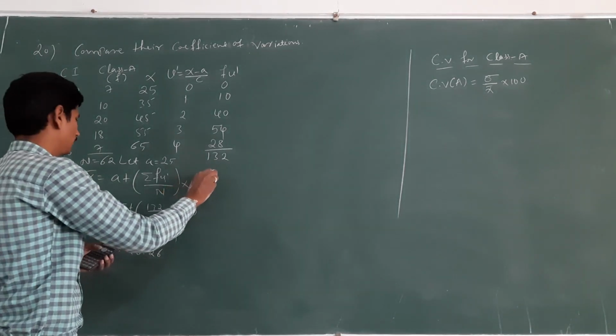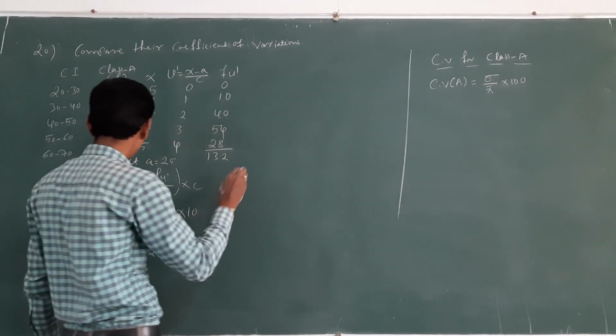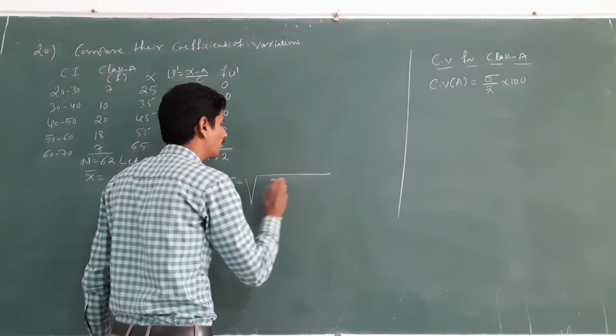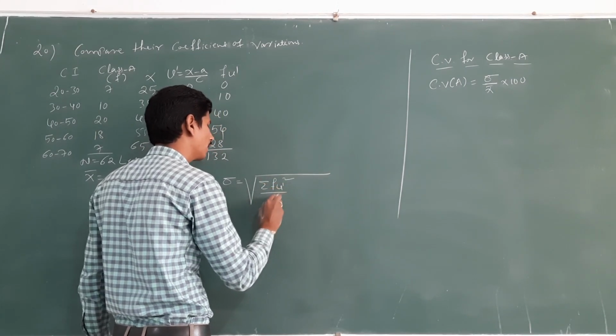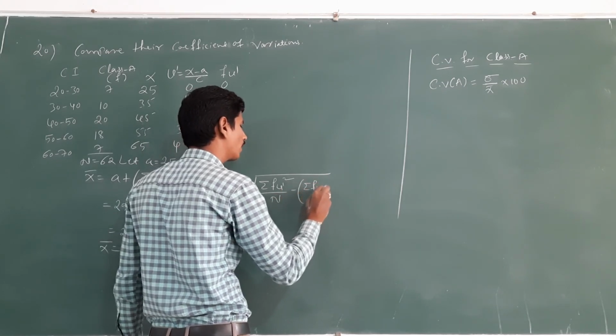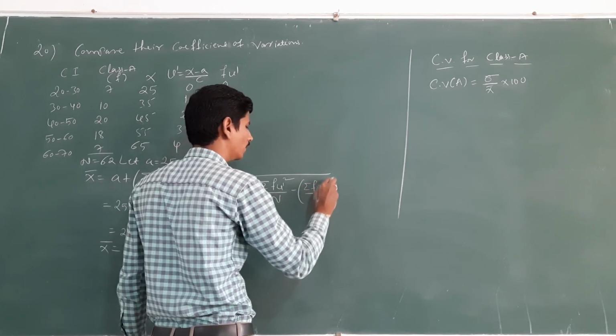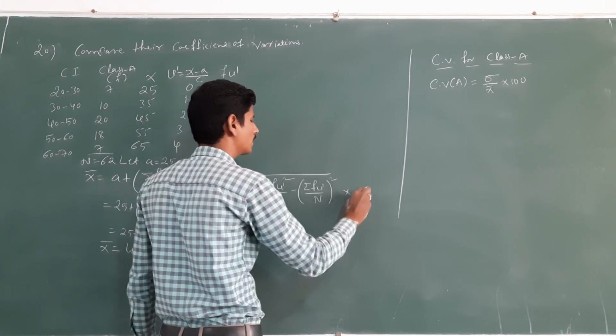Okay, next we want sigma. Here sigma, step deviation formula, sigma equal to what? Under root of sum of fu dash square by capital N minus sum of fu dash by capital N, whole square, into c.